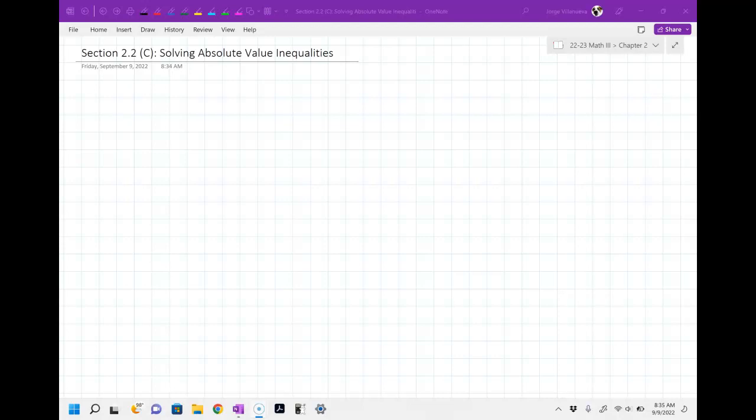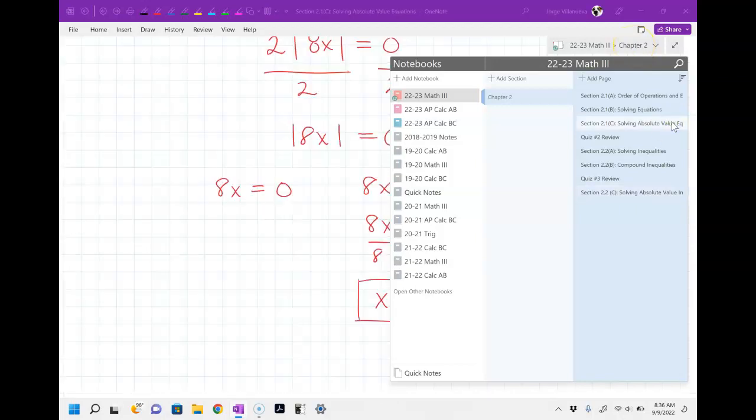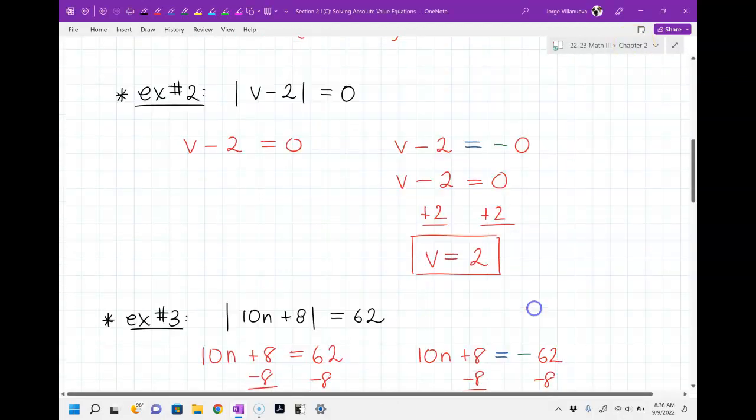All right, so we are going to be working on solving absolute value inequalities. If you remember the stuff that we just did, let me go back to the absolute value equations. This is section 2.1c.